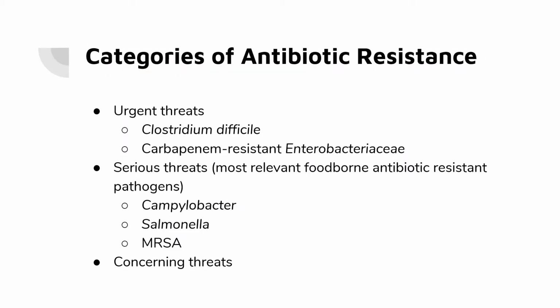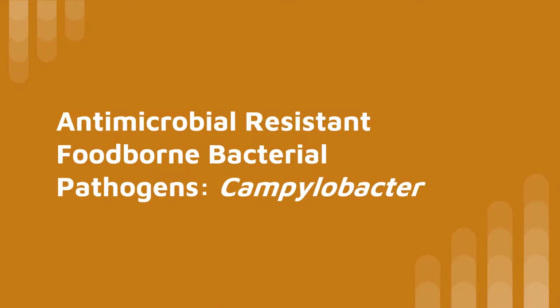The CDC breaks antibiotic resistance into 3 categories: urgent threats, serious threats, and concerning threats. Relevant foodborne antibiotic-resistant bacteria are all classified as serious threats, but it is important to note that food is not the only concerning source of antibiotic-resistant bacteria. Let's examine 3 antimicrobial-resistant foodborne bacterial pathogens that the CDC classifies as serious threats to public health in the United States. The first pathogen we will discuss is Campylobacter.